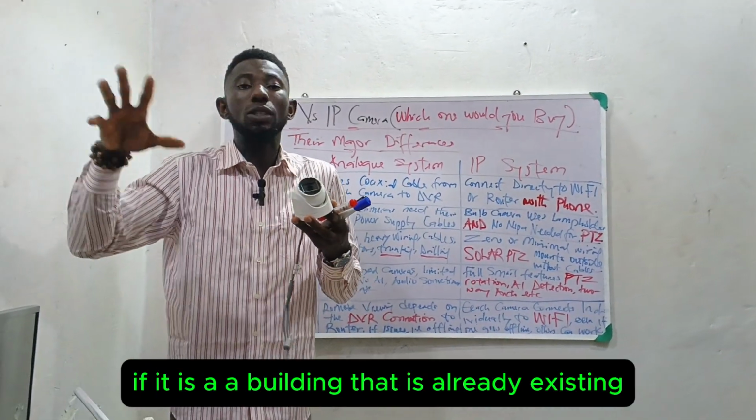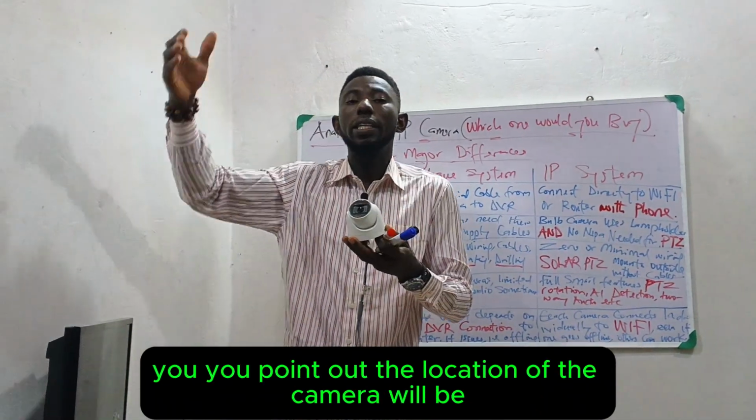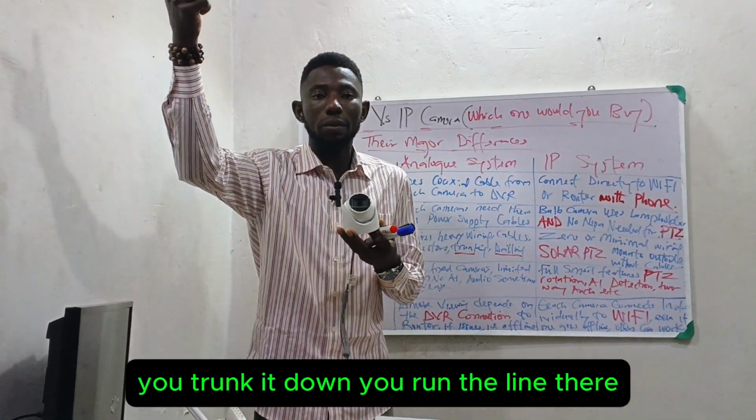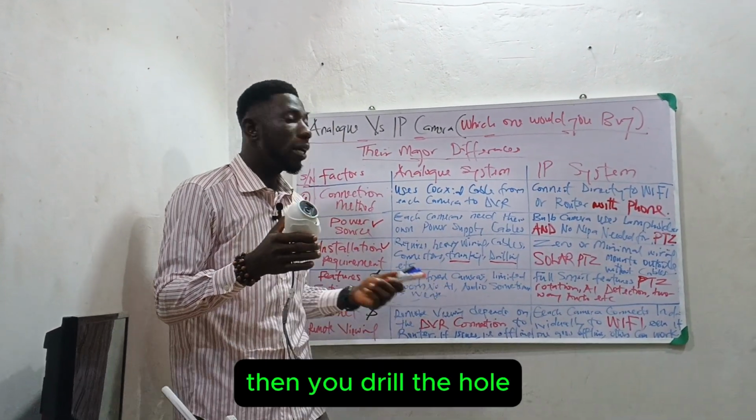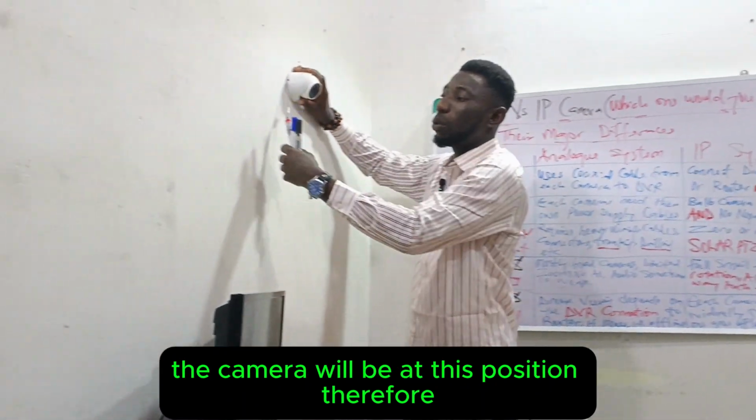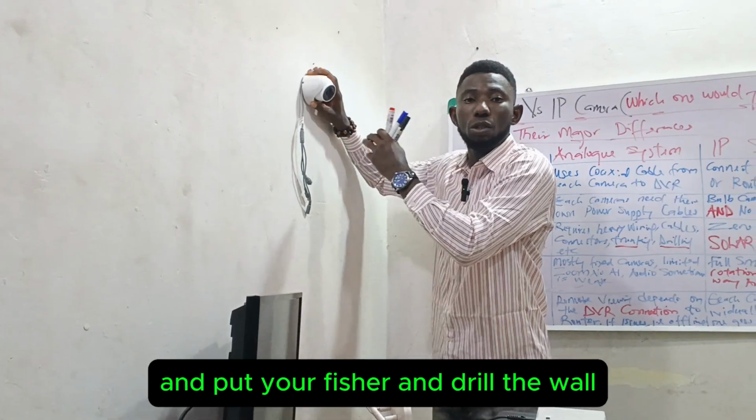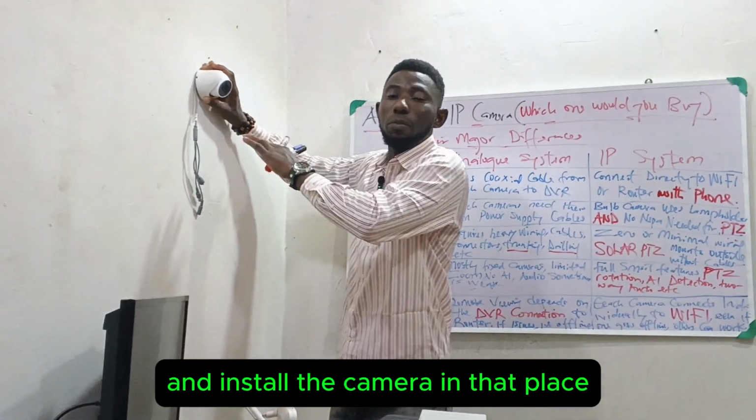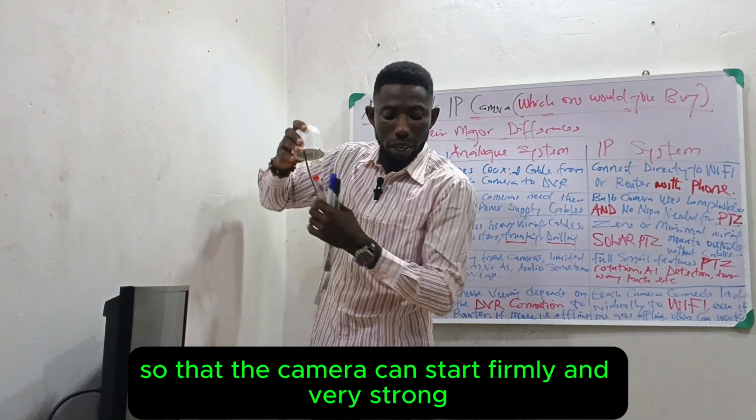If it is a building that already exists, you point out the location where the camera will be. You trunk it down, you run the line there, then you run your cables and wires. Then you drill the hole, because wherever the camera will be, you need to open the wall, put your fisher, drill the wall and install the camera in that place so that the camera stands firmly and very strong.